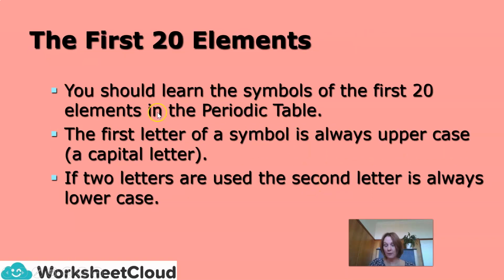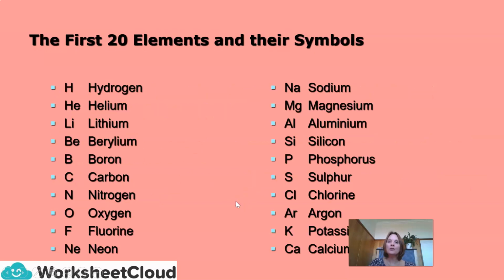You should, in grade 7, learn the symbols of the first 20 elements in the periodic table. The first letter of a symbol is always uppercase, it's a capital letter, and if there are two letters, the second letter is always lowercase. The first 20 elements and their symbols. Here you have them in all their glory.